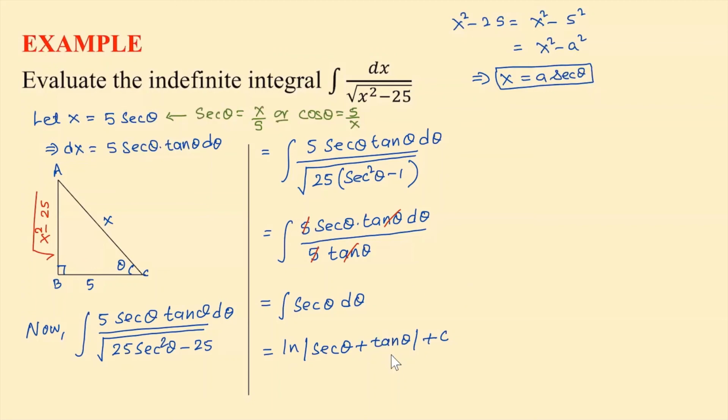So that is my answer in terms of theta, but the question is given in terms of x, so I have to write the answer in terms of x. So I'm going to make that substitution. That is equal to natural log of secant theta plus tangent theta. The value of secant theta is x over 5, plus tangent theta from this right triangle. Tangent theta will be square root of x squared minus 25 over 5, then plus c. So that is the value of the indefinite integral given here in this example.